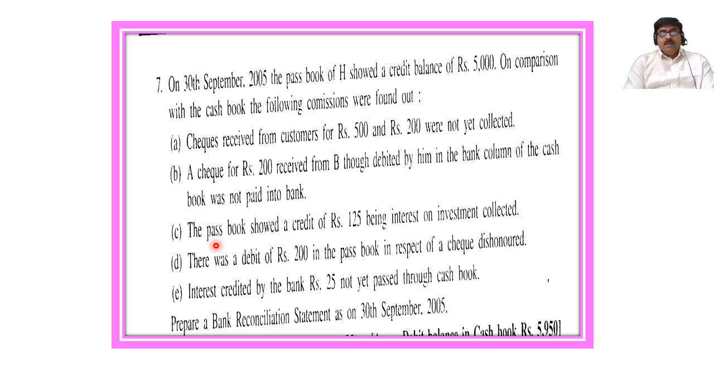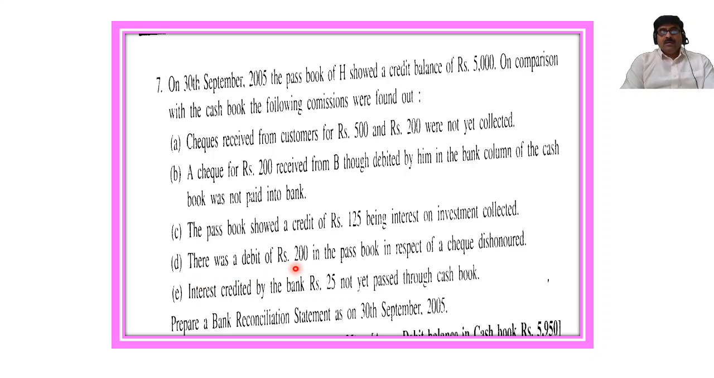C. The passbook showed a credit of 125 being interest on investment collected. Now it is happening at the bank. The bank crediting the passbook 125 means an increase in the balance of the passbook. The cash book amount is not changed. There is no change in the cash book balance. So now we have to deduct this 125 to equal the passbook amount to that of the cash book amount. So deduct the 125 rupees.